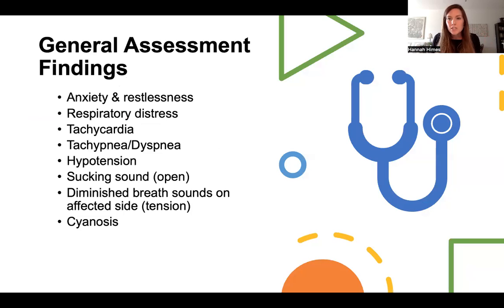So what do we normally see on a patient with a pneumothorax? You're going to see all these things: anxiety and restlessness because they're not being able to oxygenate like normal, respiratory distress, which can look like tachypnea and dyspnea, tachycardia, of course, hypotension in some situations. If it's an open pneumothorax, which we're going to look at the types, you may hear a sucking sound. And with any of the types, you're going to hear diminished lung sounds or breath sounds on that affected side. But the tension pneumothorax may see a deviated trachea, which we'll talk about. And if the hypoxia is severe enough, some cyanosis.